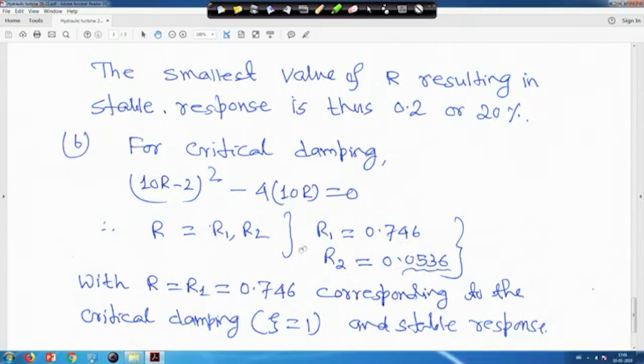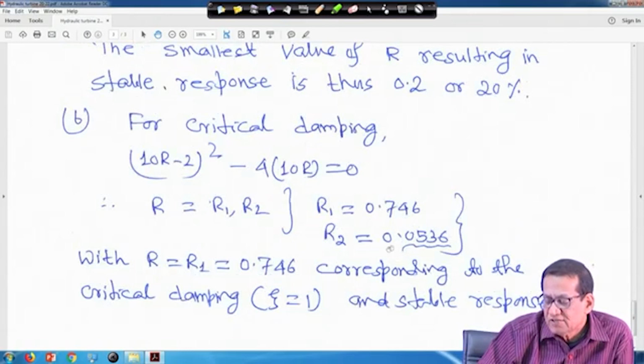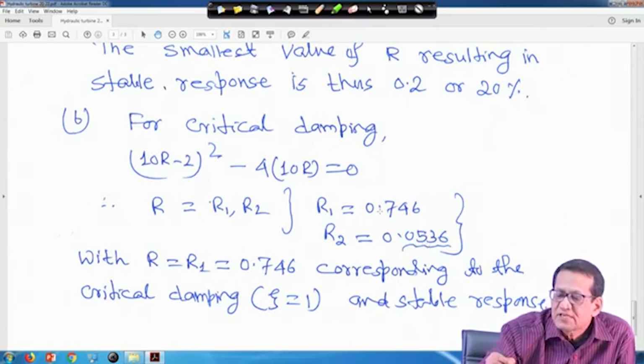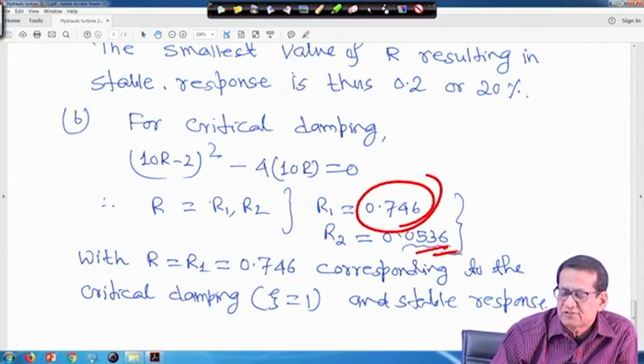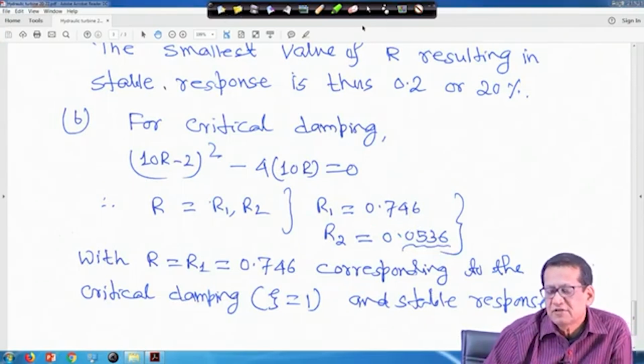But when r is equal to 0.746, corresponding to critical damping, your damping ratio zeta is equal to 1, right, and it gives a stable response, right. But if you consider r2 is equal to this one, this will be your unstable response, right. So, this means this is the correct answer, but this is not, right. You can verify, even in MATLAB also you can verify.